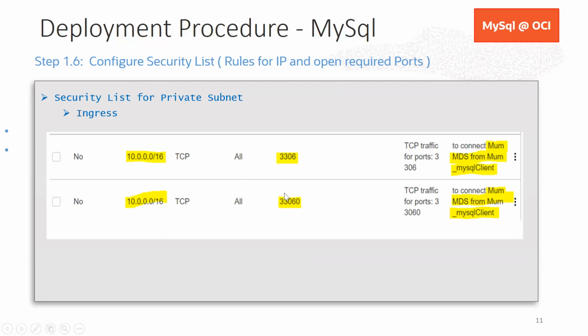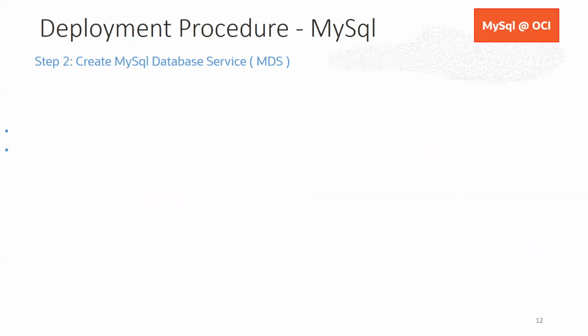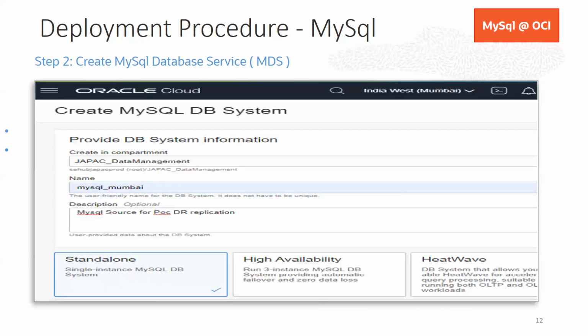These are the security lists which need to be configured in the private subnet. Since our network configurations are completed, now we can start to deploy the managed data service. In Oracle Cloud Infrastructure, we have three options to create an MDS. Either we can select standalone, high availability, or HeatWave.